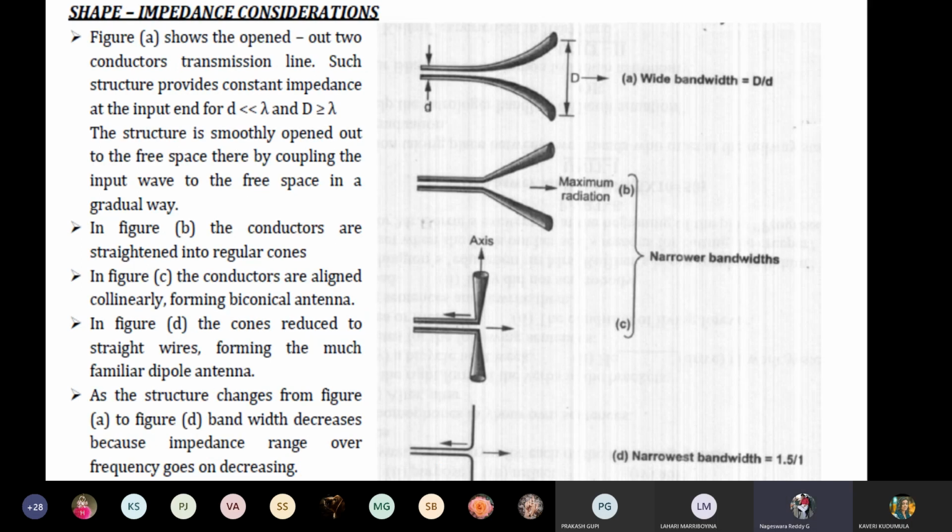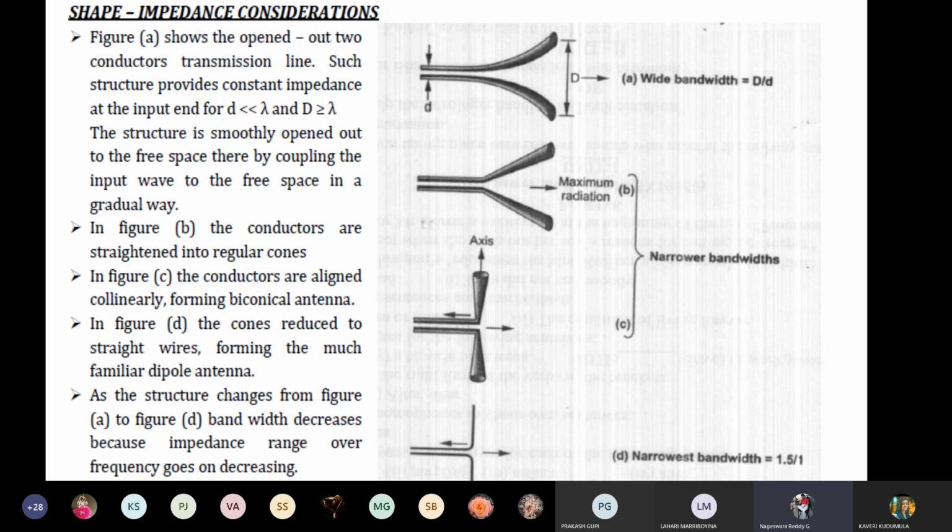Next, shape: antenna shape impedance consideration. There are different figures: Figure A, B, C, D, and E. I can explain each one. Figure A shows the open out two conductor transmission line. Such a structure provides constant impedance at the input end for small d. You can observe in the diagram, small d less than lambda and capital D greater than or equal to lambda, which can provide the constant impedance. That is figure A.